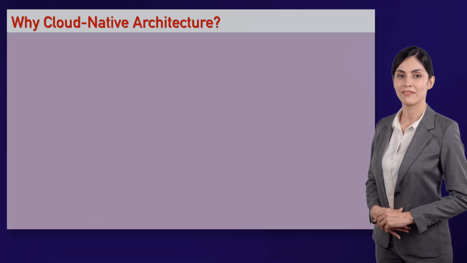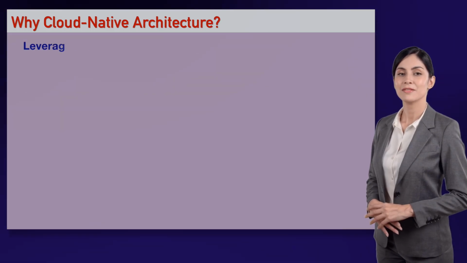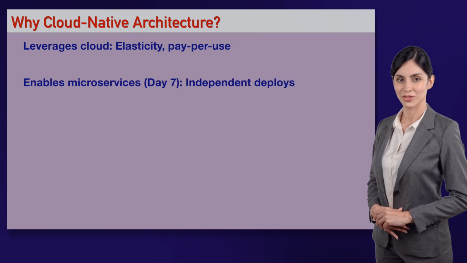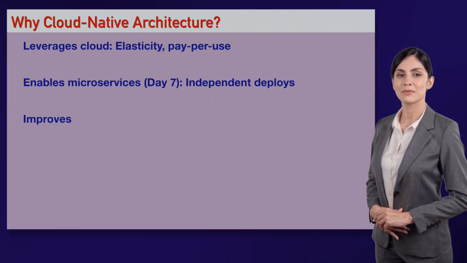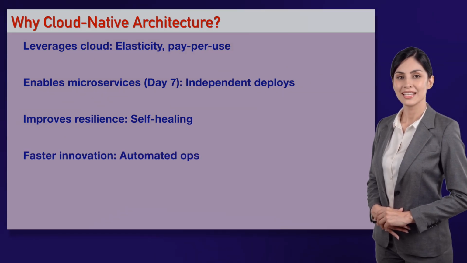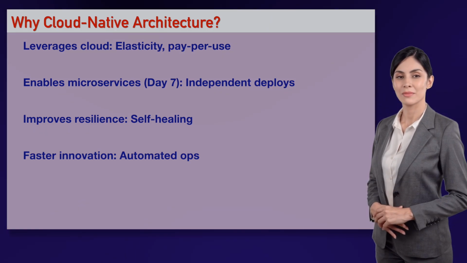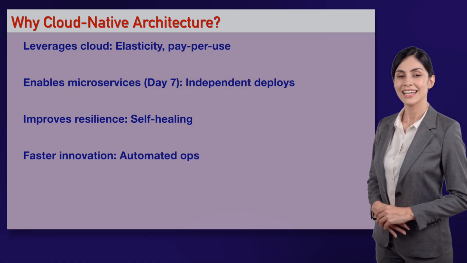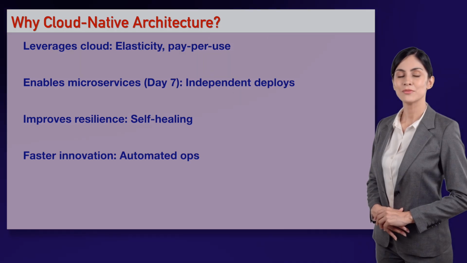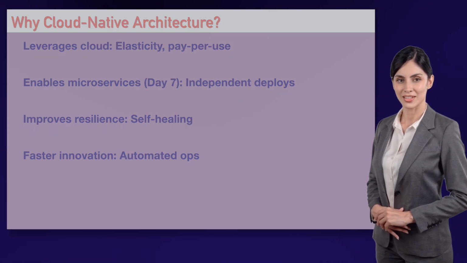Why adopt cloud native architecture in your designs? It fully leverages cloud benefits like elasticity for on-demand resources and pay-per-use to optimize costs, avoiding over-provisioning. It enables Day 7's microservices with independent containerized deploys for rapid updates. Resilience improves through self-healing mechanisms that automatically recover from failures. It accelerates innovation by automating operations, freeing teams to focus on features rather than maintenance.